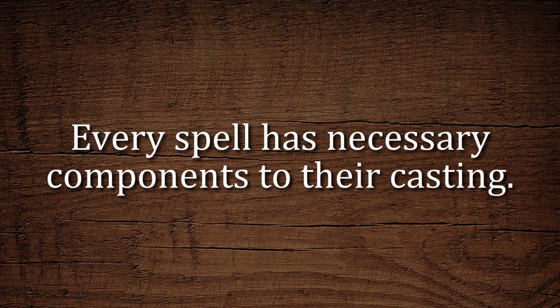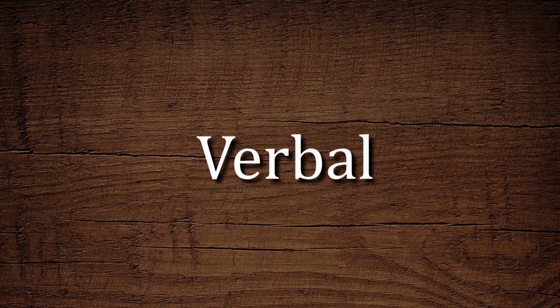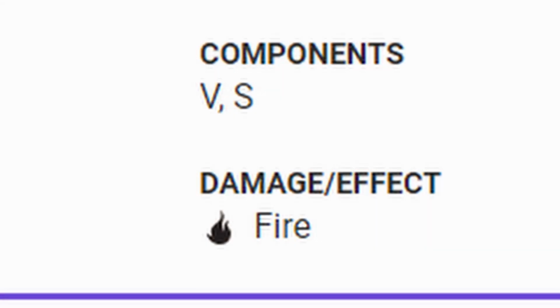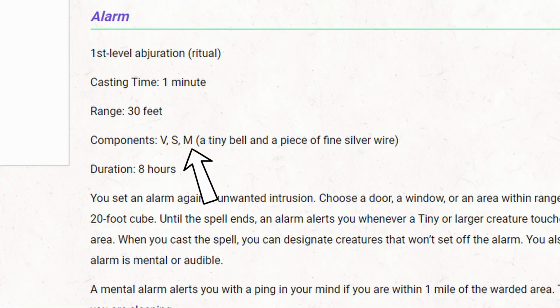Every spell has necessary components to their casting. These might be as simple as speaking a magic word, known in D&D as a verbal component, or making a hand gesture, known as a somatic component. Or they might require physical materials, known as material components. Most spells will require some combination of these three things, and the spell entry will note what they are. If a material component is required, there will be a text description of what those materials are.